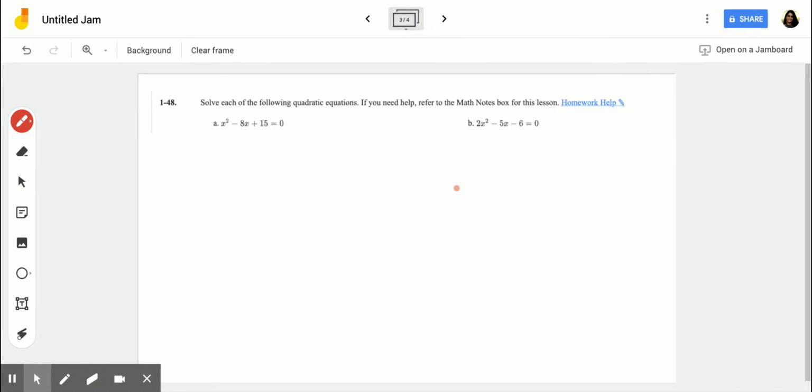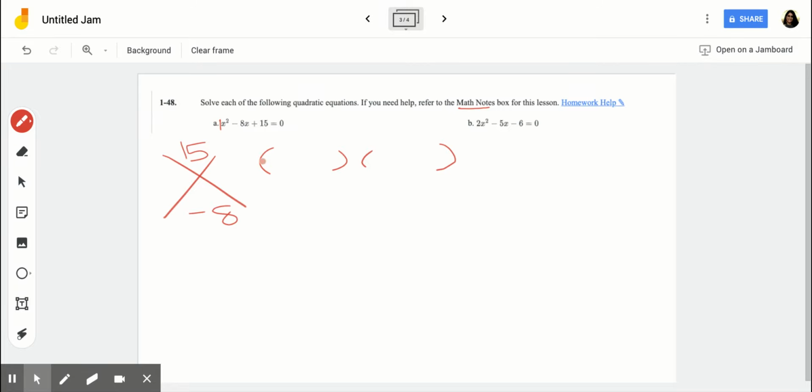The last problem I want to go over is 148, solving these quadratic equations. If you look at the math notes box, it talks about different ways to solve quadratic equations. Quadratic formula is always an option. However, I only use it when it cannot be factored. So if you look at A and you can come up with 1 times 15 is 15 and negative 8 on the bottom, if you can come up with the two numbers quickly, then you can factor this really easily. Once you factor, you don't even have to do factor by grouping because a is 1.